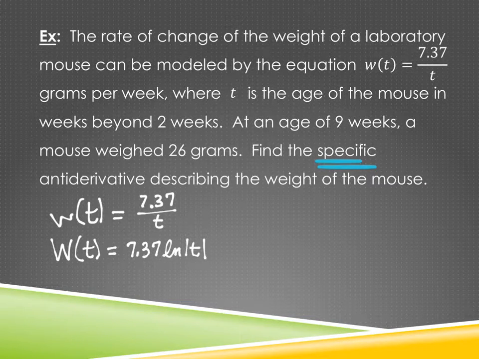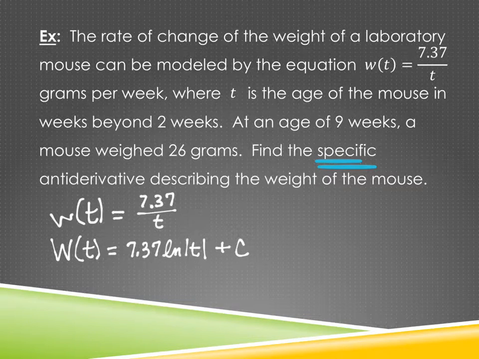Okay, this is another one where if you accidentally or on purpose left the absolute values off, it would actually be okay because this is the age of the mouse beyond 2 weeks, which is the only thing that makes sense for the context of the problem. That's a positive amount of weeks beyond 2 weeks, so it'd be okay. For safety's sake, I would encourage you to leave them on there just so you don't have to think about, do I need it, do I not need it? If you always put it, then you're erring on the safe side. And then I need one more thing on this, plus c.